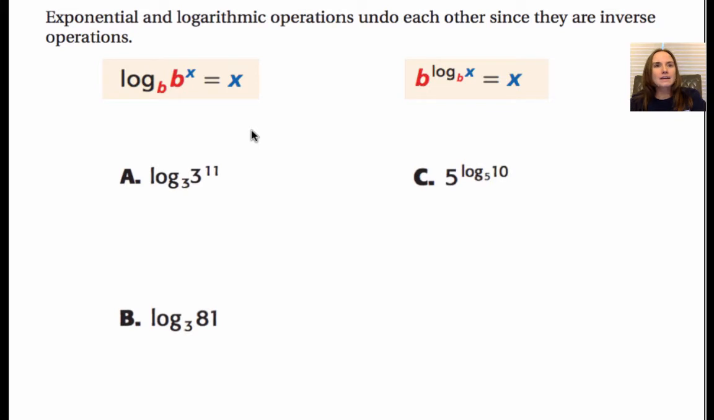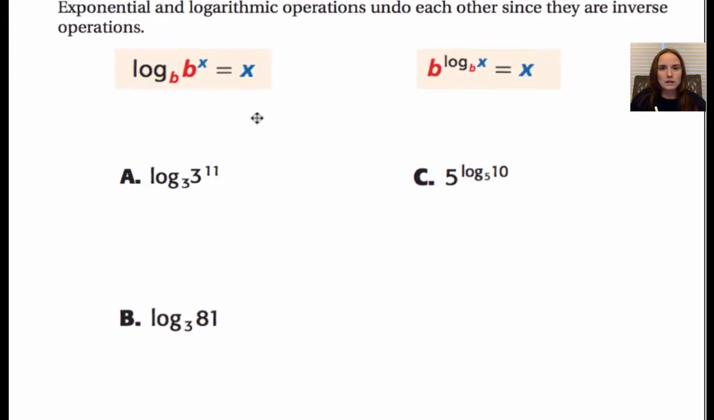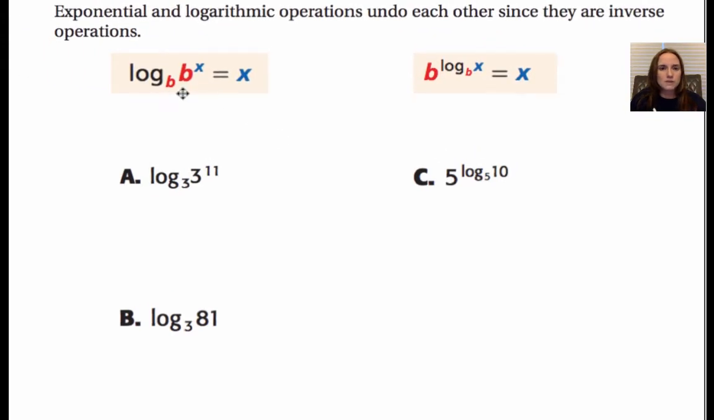Okay, if I added 4 to something and then I subtracted 4 off, well, I'm right where I started. So when you have logarithms and numbers that are exponential, then you're ending up undoing stuff. And that's what's happening right here.